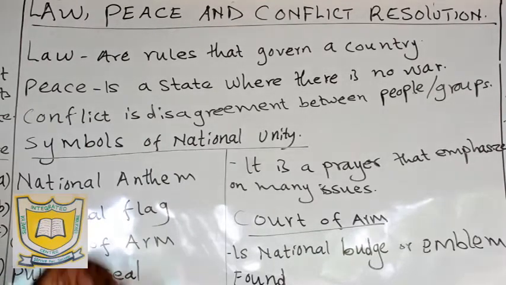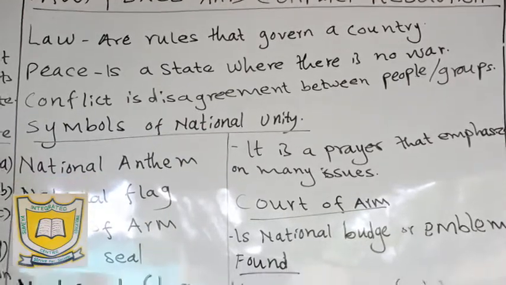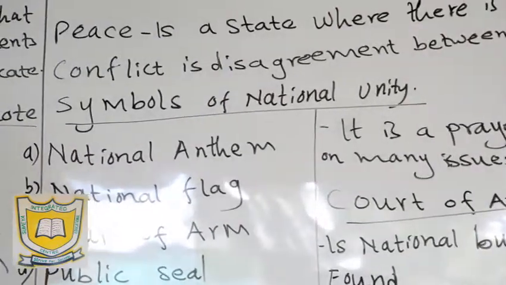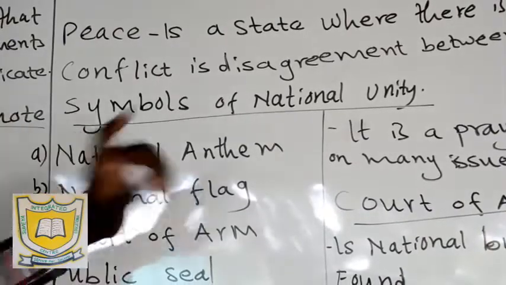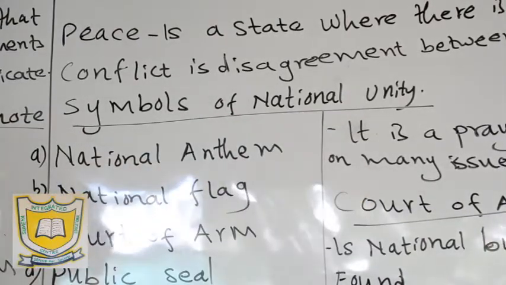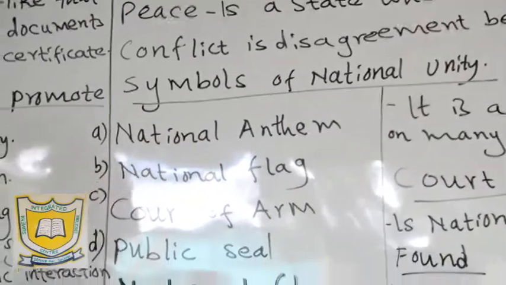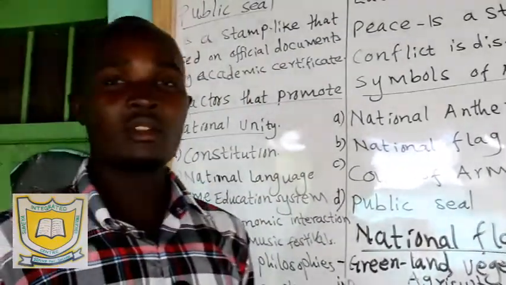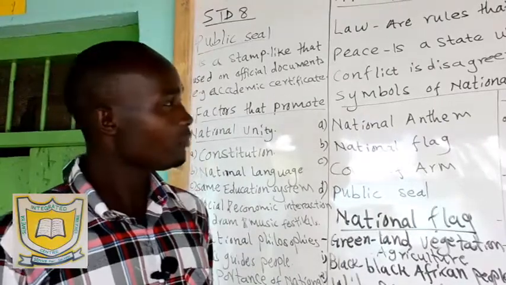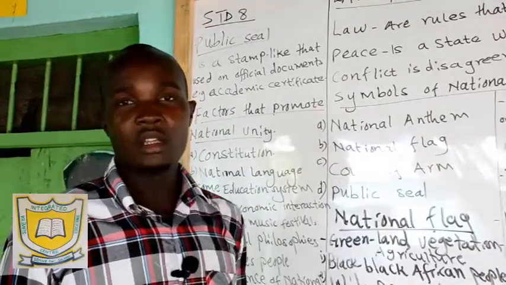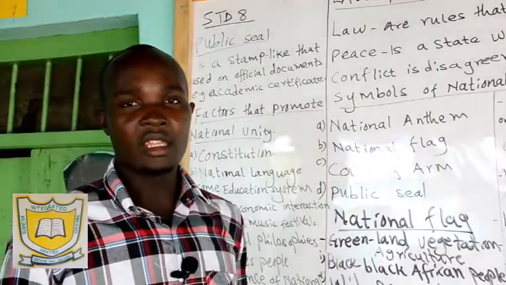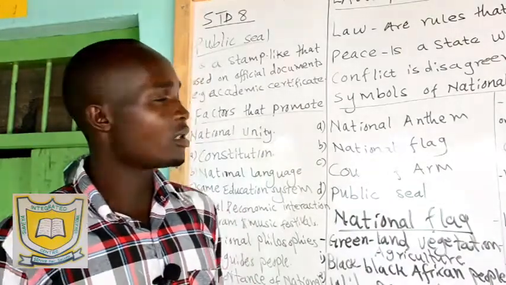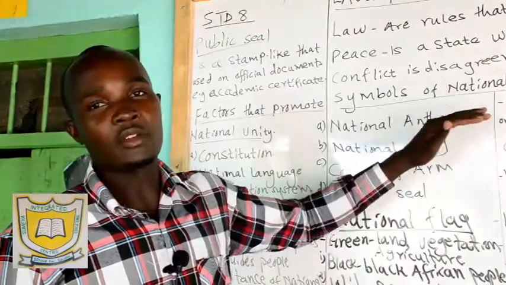But under class 8, we are going to look at the symbols of national unity. Then also we shall look at the factors that promote national unity. Now we shall start with the symbols of national unity. When you go to every country, they have identification. When you look at Kenya, we have different symbols that identify Kenya or differentiate Kenya from other countries. That is what you call the symbols of national unity.